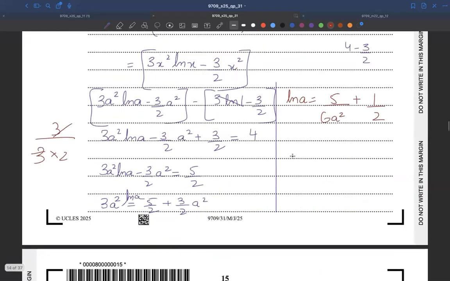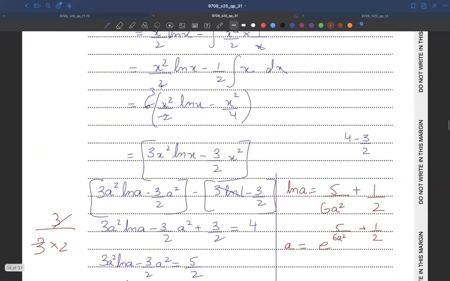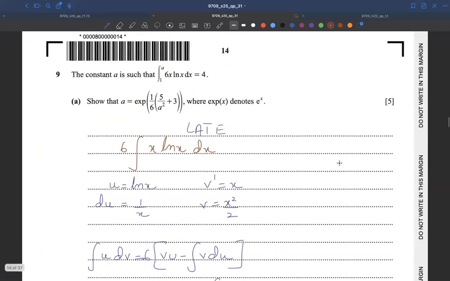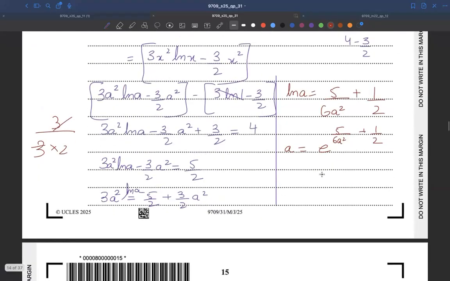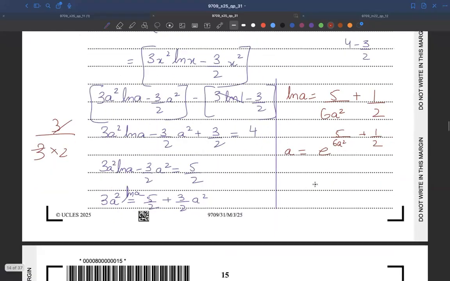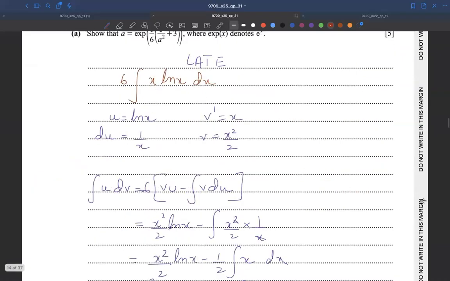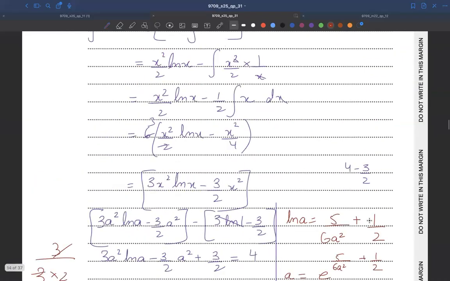And then finally, a would be equal to e to the power of 5 upon 6a squared plus 1 upon 2. And this is the same expression because over here 1 upon 6 has been taken common out. If we take 1 upon 6 common out over here, we can write this as e to the power of 1 upon 6 into 5 upon a squared plus 3. As 3 into 1 upon 6 will become 1 upon 2. And yes, there was a squared over here.